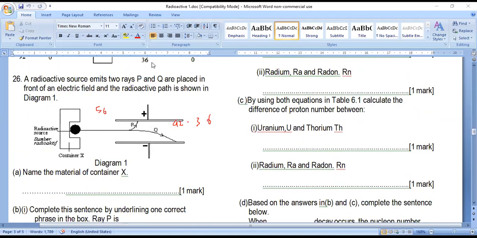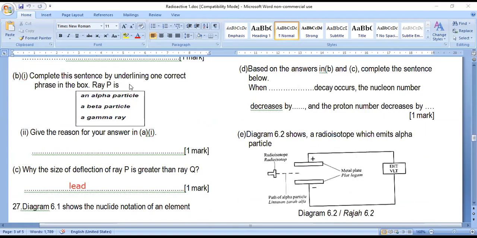Okay, now 26. A radioactive source emits two rays, P and Q, placed in front of an electric field. And the radioactive path is shown in diagram 1. So name the material for container X. Usually the one we use will be lead, because lead can block gamma ray.